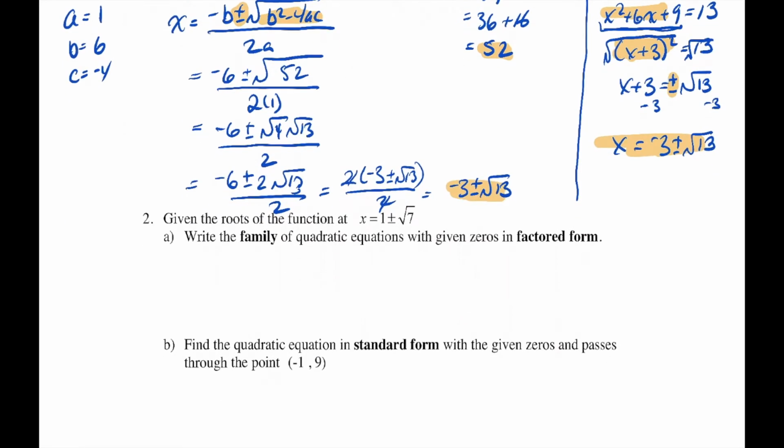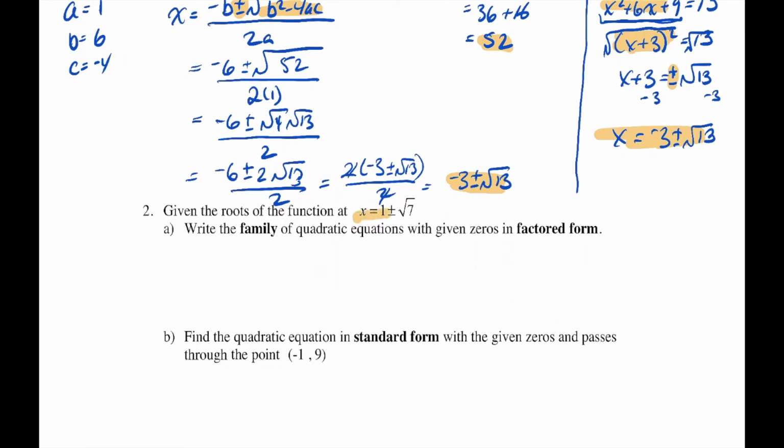The second example is here we're given the roots. x is equal to 1 plus or minus root 7. So to me at this point, we're asked for the family of quadratics in factored form. Recognizing there's 2 roots, so I'm going to write this out explicitly. It's going to be x is equal to 1 plus root 7 and x is equal to 1 minus root 7. So those are the 2 roots.